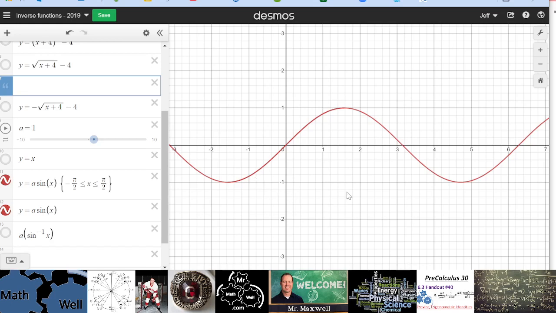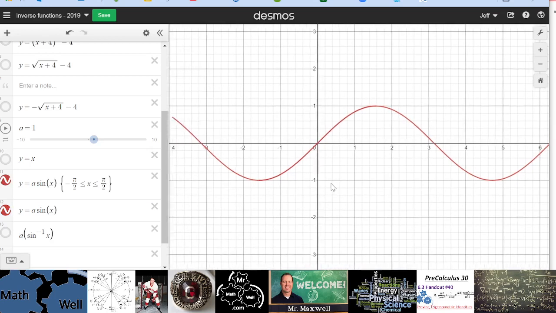Inverse trig functions, you'll see here in the red we have the sine function. So here it traditionally starts at 0, goes to a maximum, back to 0, down to a minimum, and then one complete cycle ends at 2 pi, approximately 6.28 radians. So that's our sine graph.